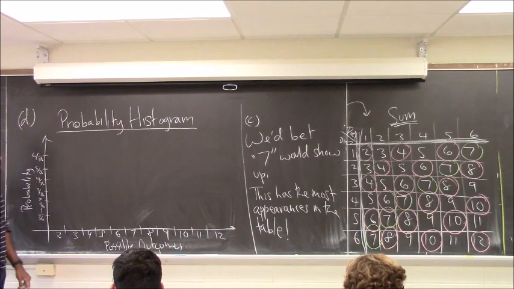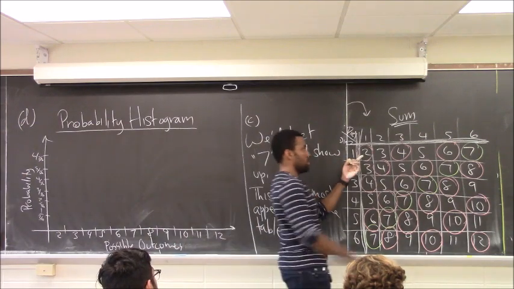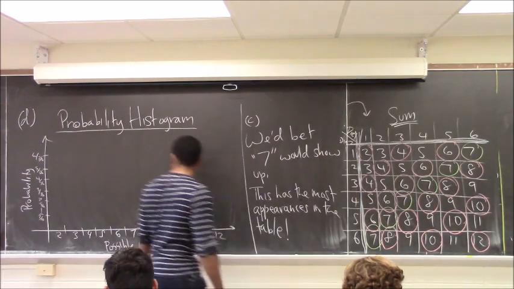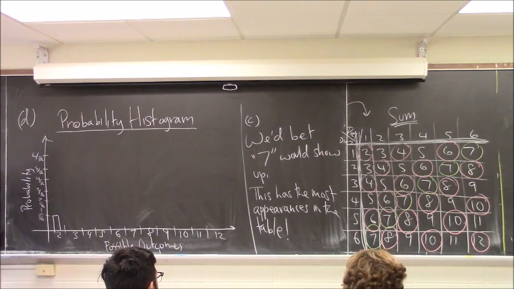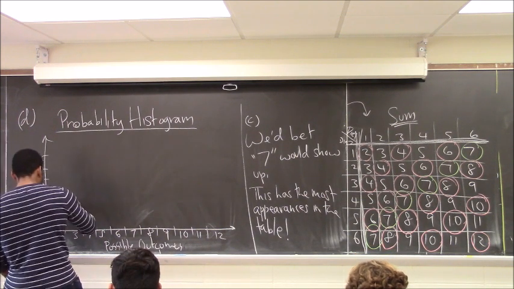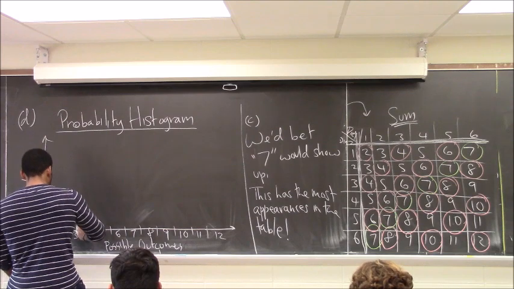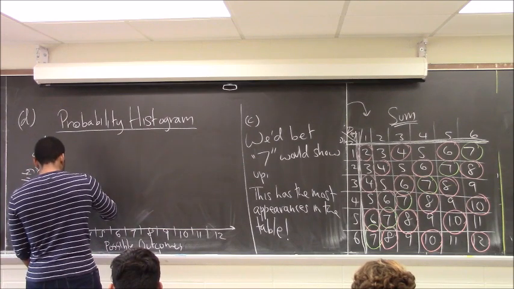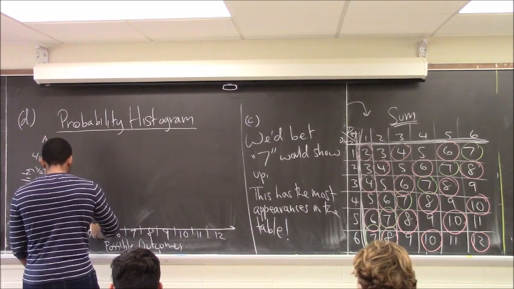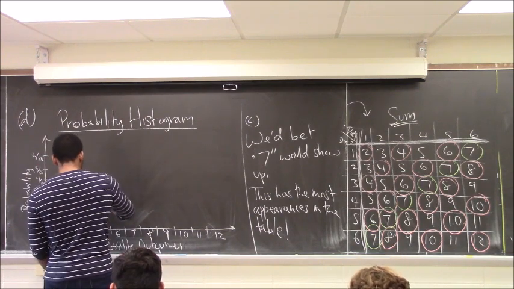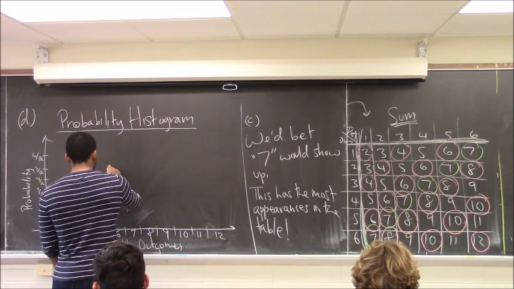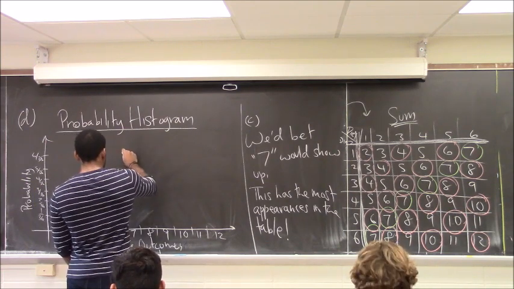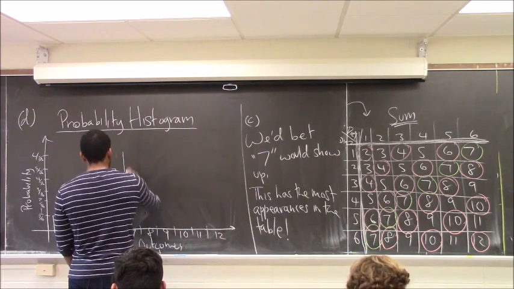Now, how many ways can a sum of 2 happen? Well, 1 out of 36 possibilities. That's only one of the possibilities. Probability here is 1 out of 36, and you will put a bar with the height of the probability. For 3, you'll notice that there are 2 ways. For 4, there are 3 ways. For 5, there are 4 ways. For 6, there are 5 ways. For 7, there are 6 ways.